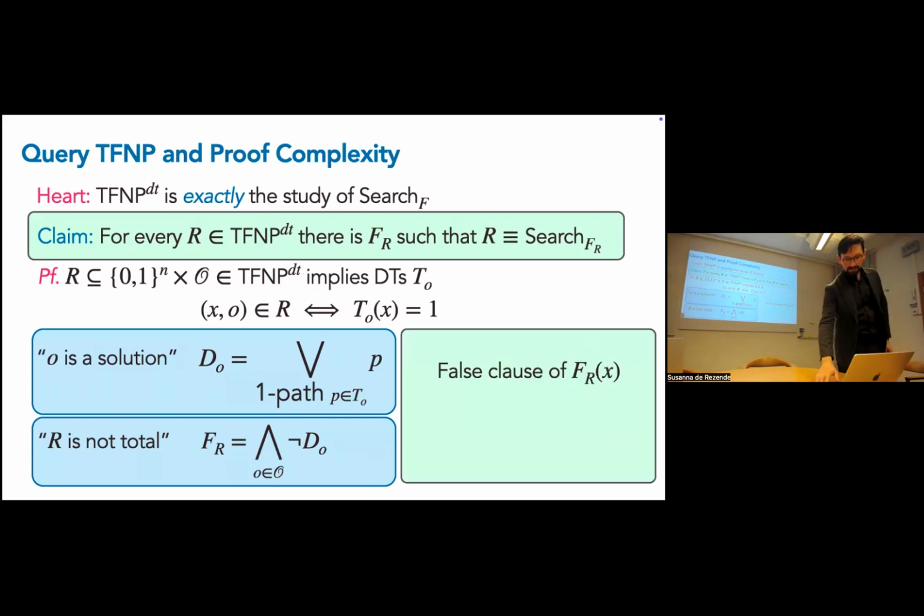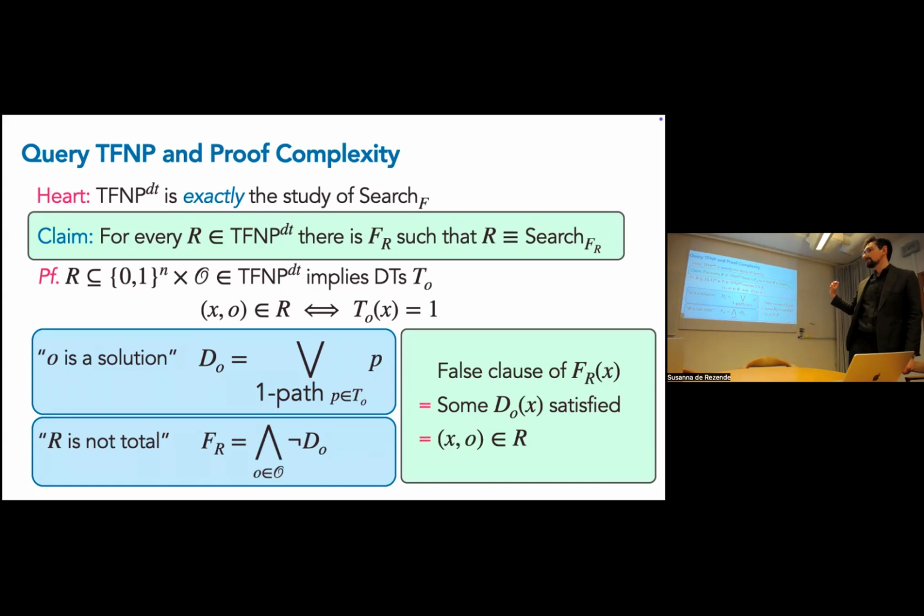And now you can see that a falsified clause to this formula is the same thing as a solution to the original search problem R. So a falsified clause means that some clause of one of these DOs is satisfied, and hence that's a valid solution on X.